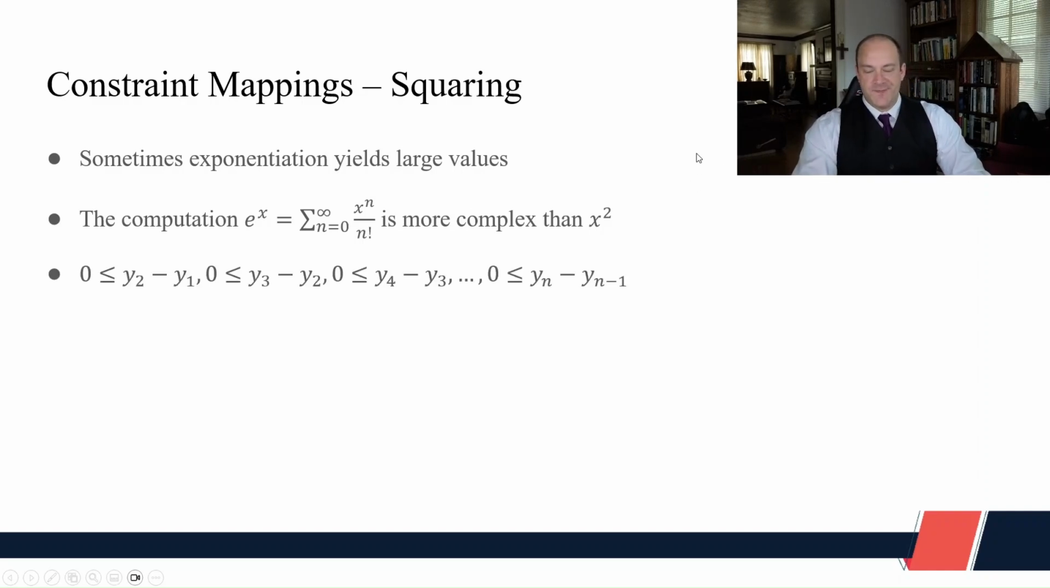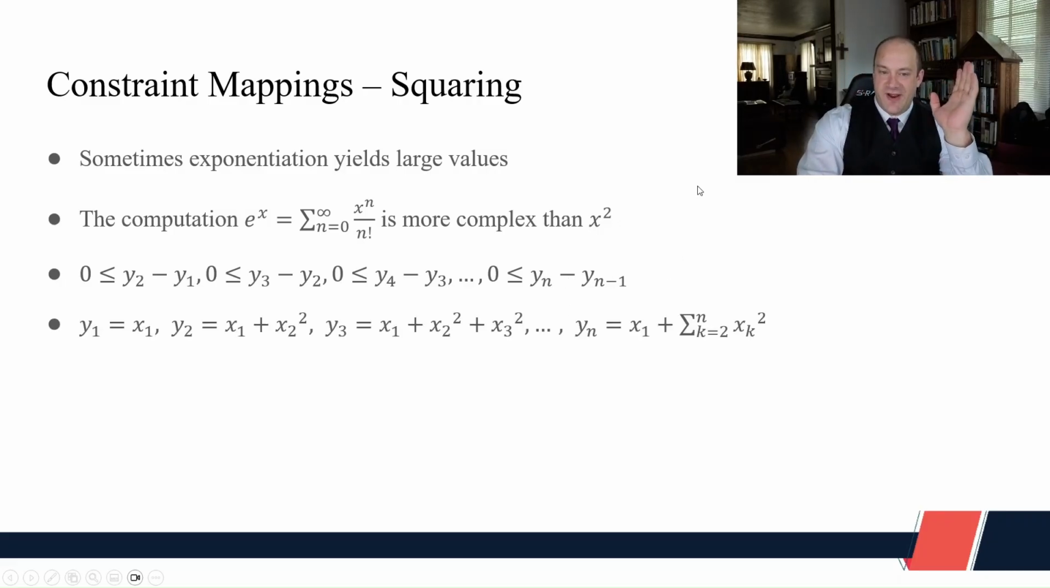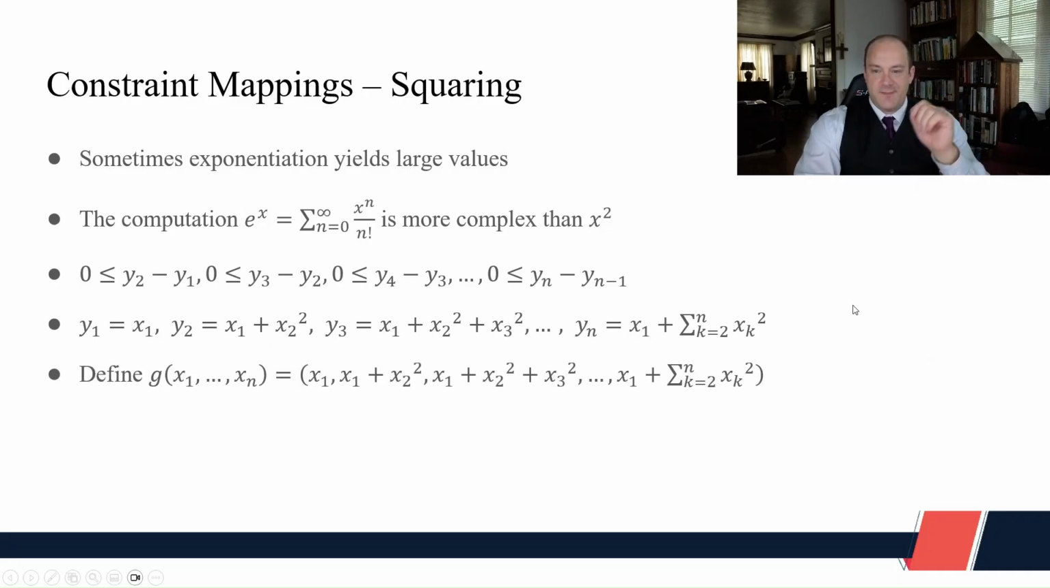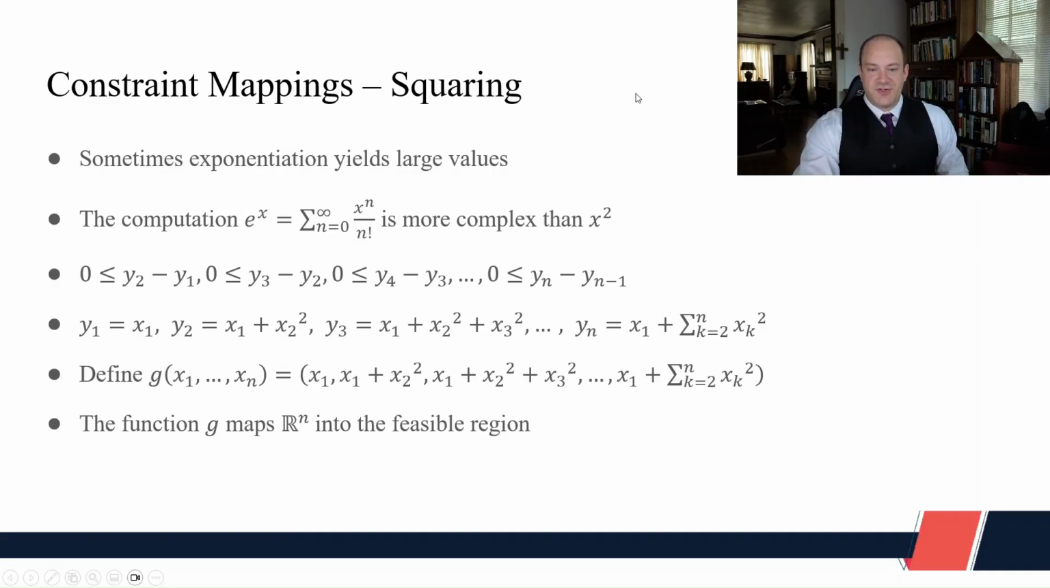And so what we're going to do is reformulate this problem one more time. Instead of exponentiation, I'm going to let my differences be squares. And so this right here is still a mapping into the feasible region, except now instead of summing up exponentials, we're summing up squares. So it's computationally less expensive, you're going to avoid those large values, and it maps into the feasible region.